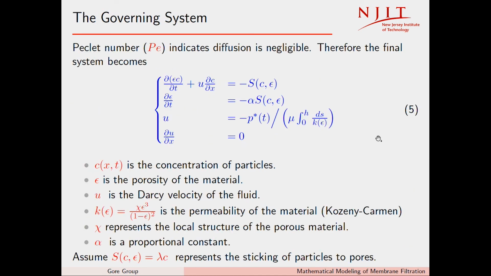We calculate the Peclet number to be large, but the inverse is small, so it indicates that the diffusion is negligible. So we take the diffusion term out, and we have the final system of equations where all of the terms are defined here.